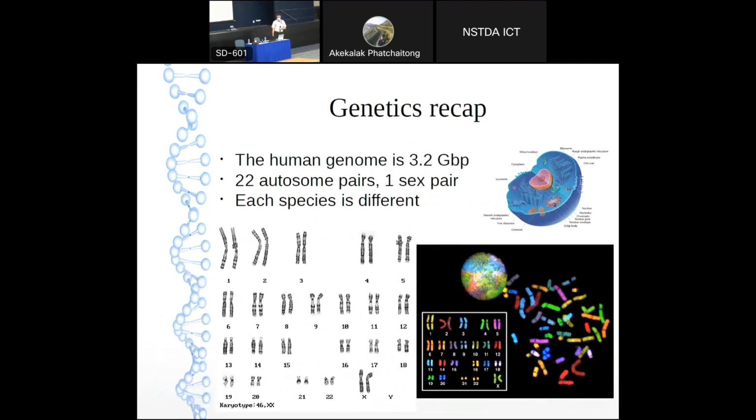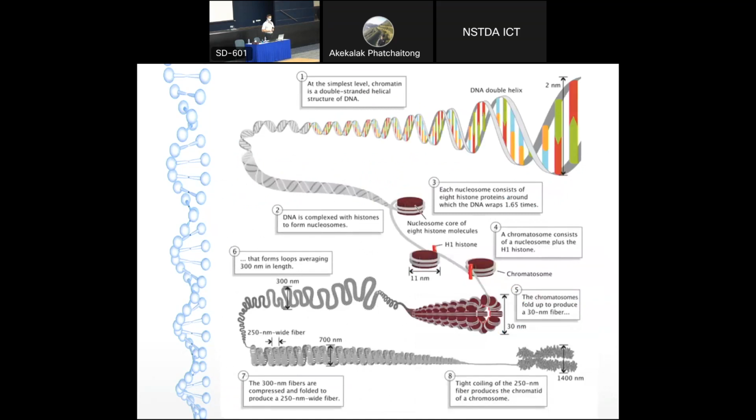Okay, so the human genome is 3.2 gig, which is 3.2 billion base pairs. We have 22 autosome pairs and 1 sex pair. And you can see here all of the chromosomes stained and viewed under a microscope. But each species has a different genome organization than this.